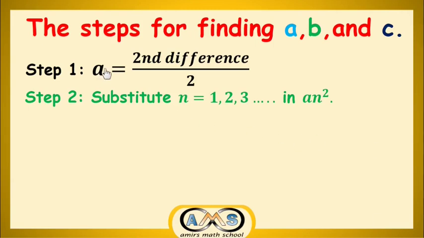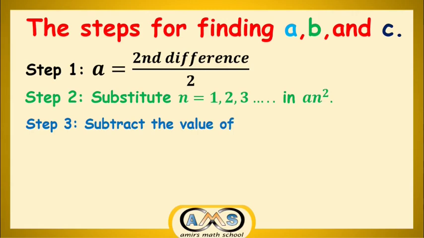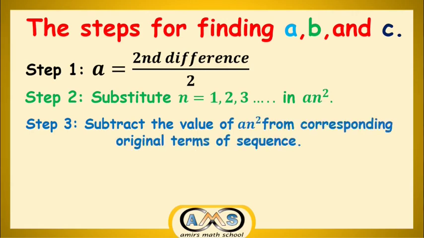Now step 2: substitute n equal to 1, 2, 3 in an square. After getting the value of a, we put the value of a here. Then substitute the value of n equal to 1, 2, 3 in that an square. Step 3: subtract the value of an square from the corresponding original terms of the sequence. That is, if we substitute n equal to 1 in an square, we get one term, which will be our first term. If we substitute n equal to 2, we get the second term. In this way, if we substitute n equal to 3, we get the third term.